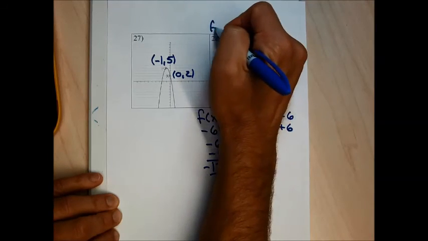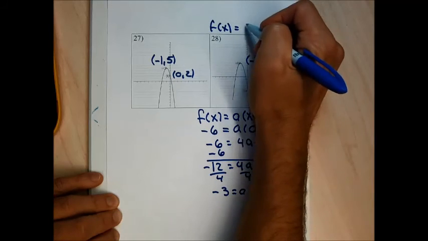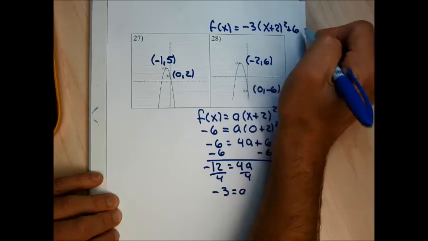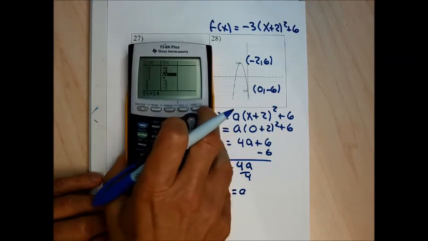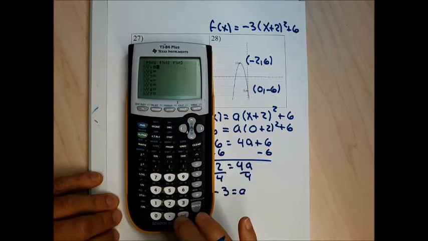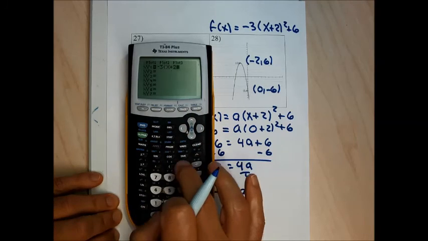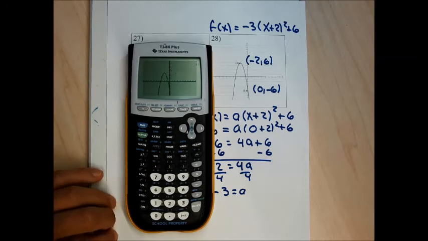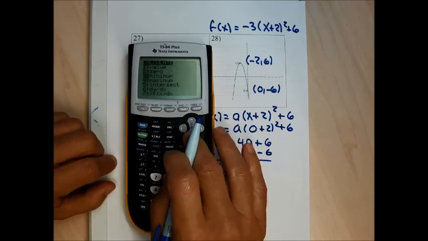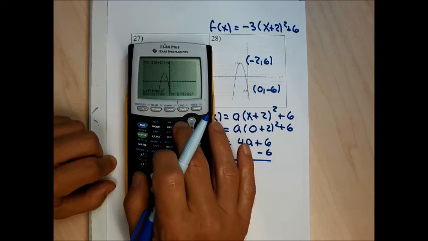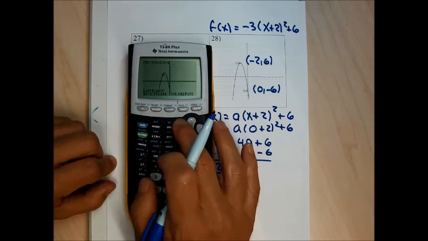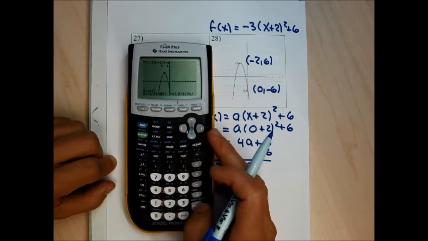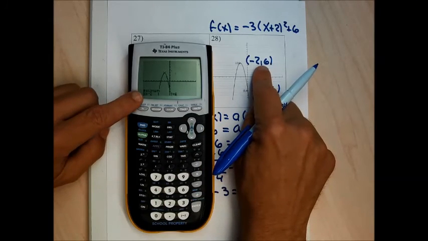My answer to 28 is going to be f of x equals -3 times (x plus 2) squared plus 6. I'm going to check this by graphing. I'm going to go y equals, clear, -3 parentheses x plus 2 squared plus 6. Graph it. Check the vertex by going second calc maximum, trace to the left of the vertex, hit enter, trace to the right of the vertex, hit enter, get as close as you can to the vertex and hit enter. And it's the point -2, 6.